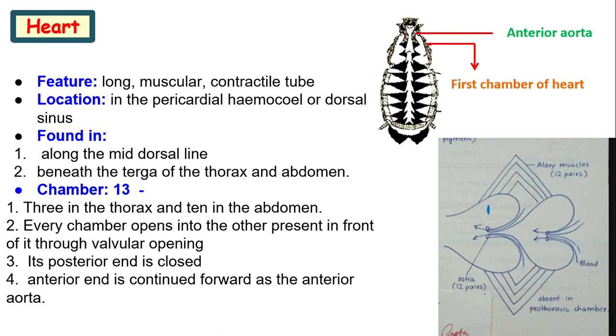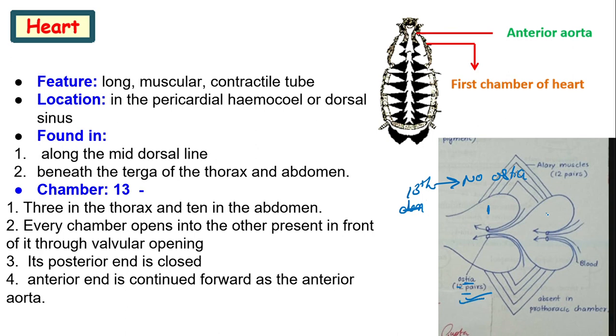How many ostia are present? 12 pairs they have written. Why 12 when there are 13 chambers? Okay, 12 pairs are there, because on the 13th chamber we do not have any ostia. No ostia is present on the 13th chamber. So we have only 12 pairs of ostia.